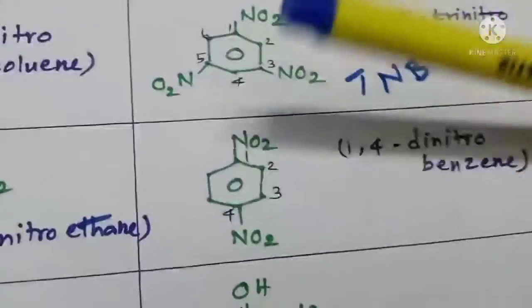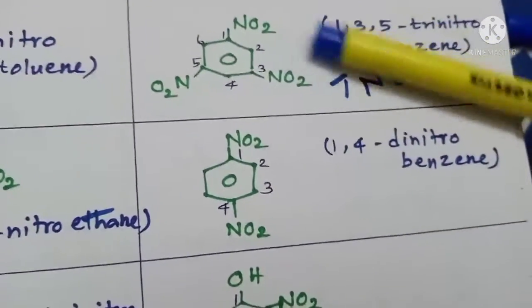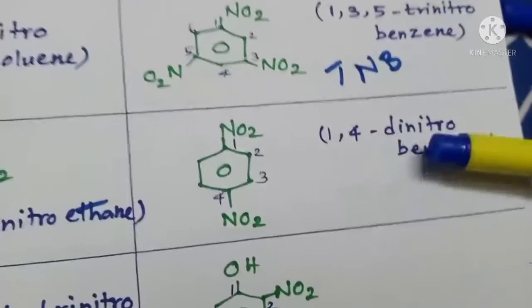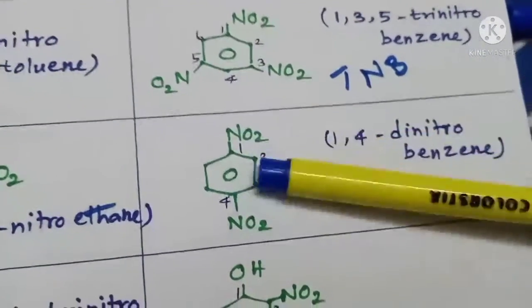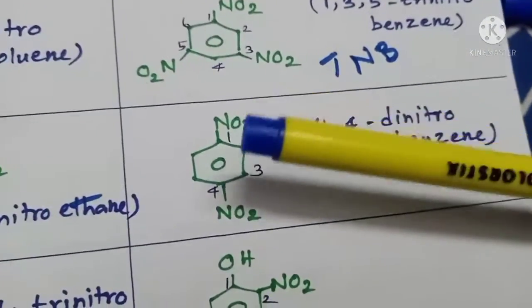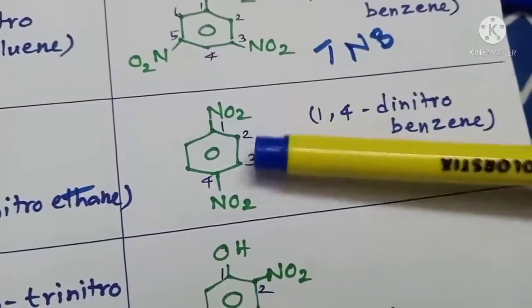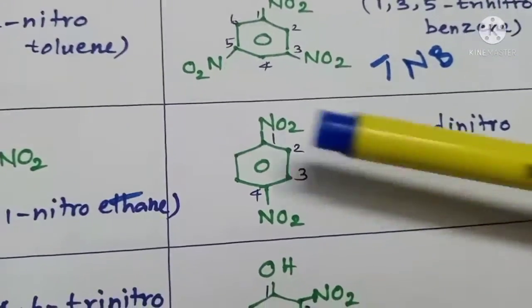Okay, look at the next compound. Benzene with 2 NO2 groups. The earlier one was with 3 nitro groups, and this is with 2 nitro groups in benzene, isn't it? Now, shall we name it dinitrobenzene? When you give numbers, the nitro carbons are getting 1 and 4: 1, 2, 3, 4. So 1,4-dinitrobenzene. That is the IUPAC name of this compound.